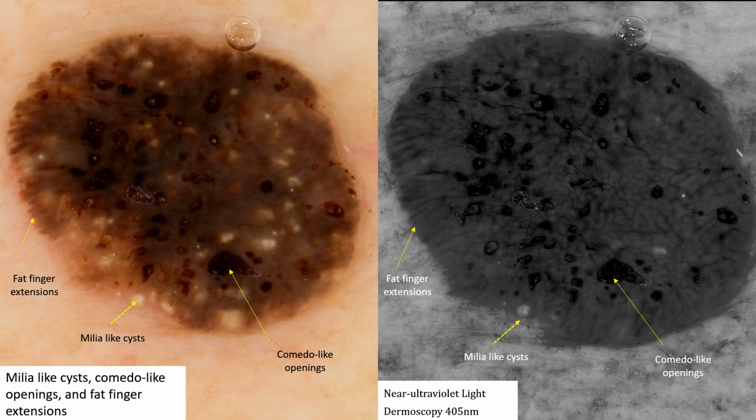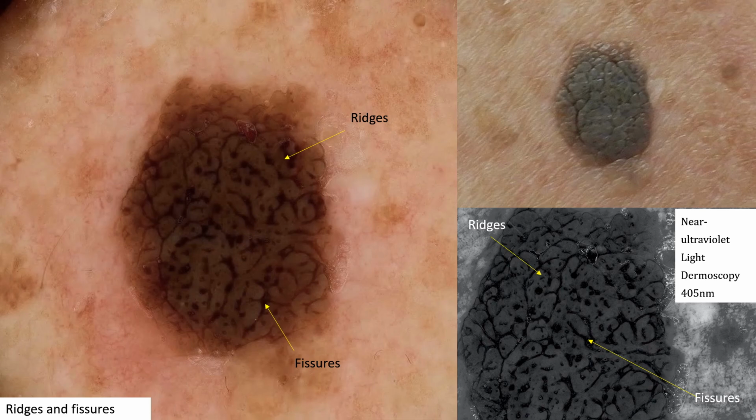Here we have a dermoscopy image in the non-polarized light and near ultraviolet light. And you can see the important features quite clearly. The milia-like cysts, the fat finger extensions, the comedone-like openings. In this case, we see the ridges and the fissures, and we see how beautiful they are in the near ultraviolet light mode.